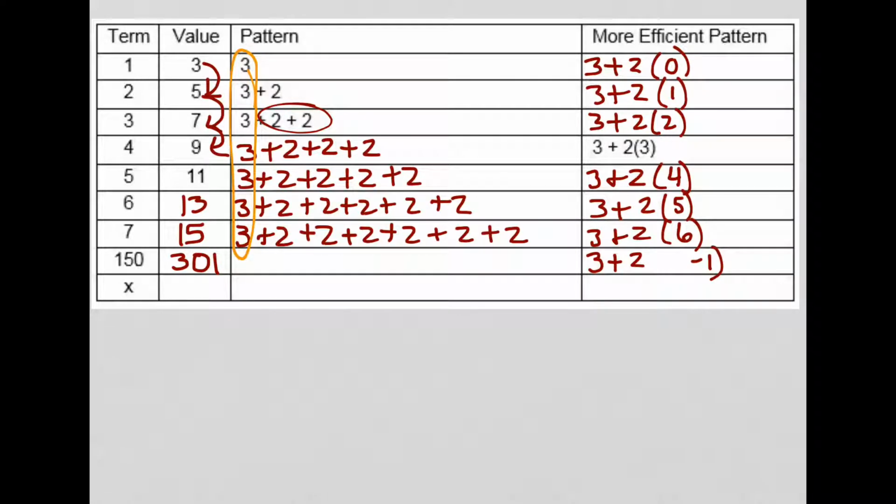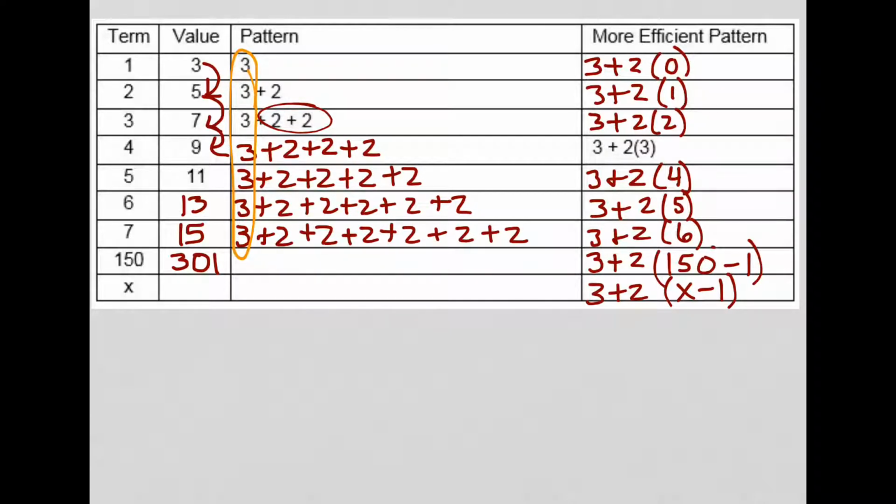You know what would have made more sense to you here is if instead of the x I said it was 150 minus 1. Because we didn't add on 150 times, we only added it on 149 times. So then for x, we could say, no matter what the term is that I'm looking for, if I subtract 1 from that, that's how many 2's I'm adding on, and then I add that to the 3 that was originally there, and that's how I figure out what it is.